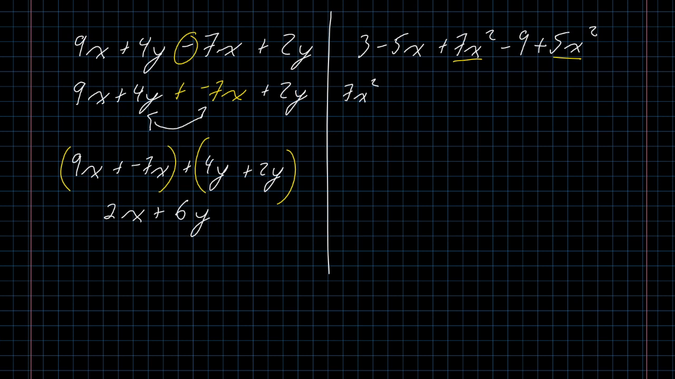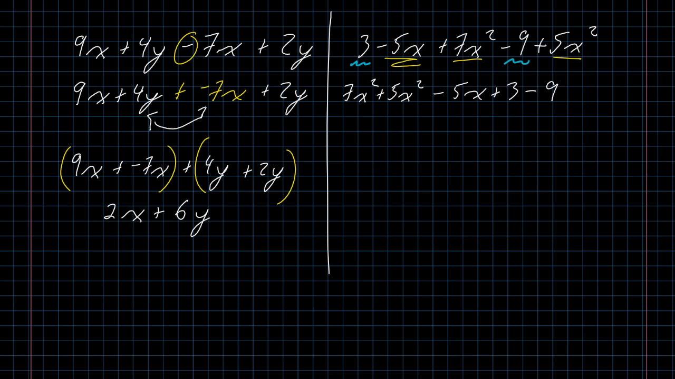7x squared and 5x squared. Next up, I have this 1x term, minus 5x. And then finally, I have two constant terms, 3 and minus 9. So plus 3 minus 9. I've rearranged everything. Technically speaking, this is several steps of using the commutative property, just over and over again, swapping things around until everything gets where you want it to be, but you can do it all in one step.